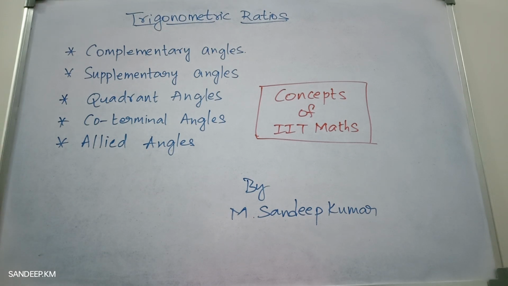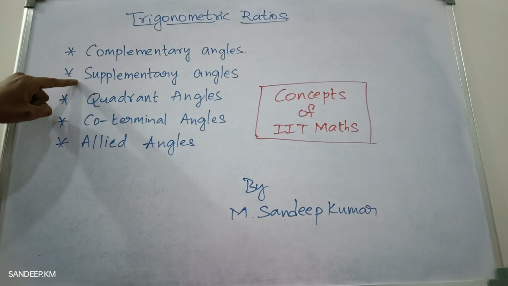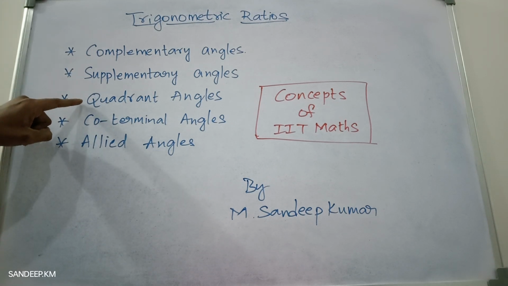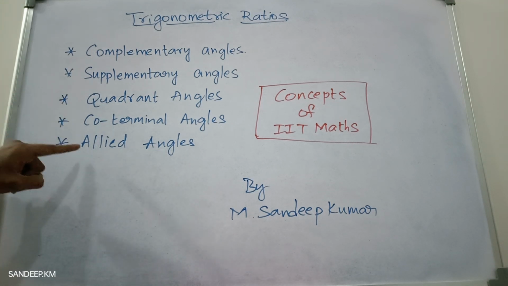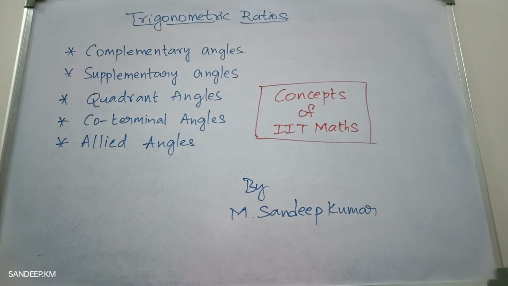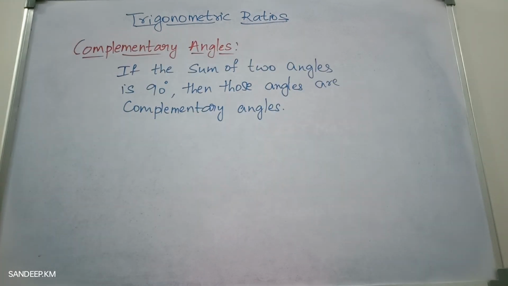So this is our third video in this particular chapter, and here we are going to discuss different types of angles: complementary angles, supplementary angles, quadrant angles, coterminal angles, and allied angles. These angles are very important when it comes to this chapter or to geometry, so you have to remember them. Now let us get into the video and discuss complementary angles first.